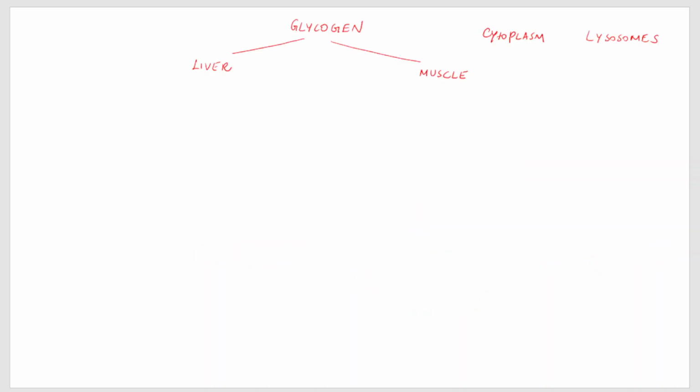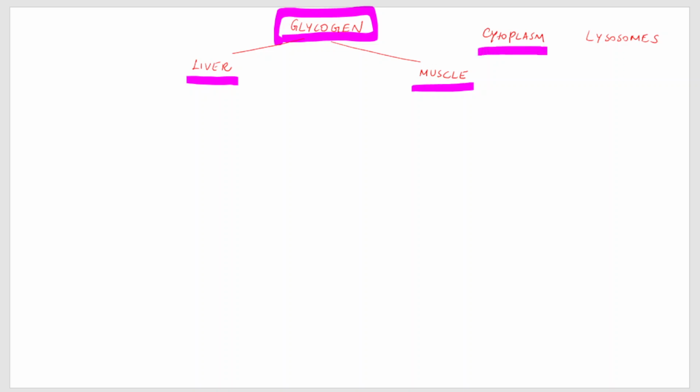Now glycogen, from where is glycogen synthesized and where does glycogen metabolism primarily take place? It takes place in two main organs, one is the liver and the other one is the muscle. The organelle in which glycogen metabolism is taking place is the cytoplasm. Some of the glycogen can be engulfed by the lysosomes, wherein degradation of glycogen can take place using an enzyme, acid maltase.